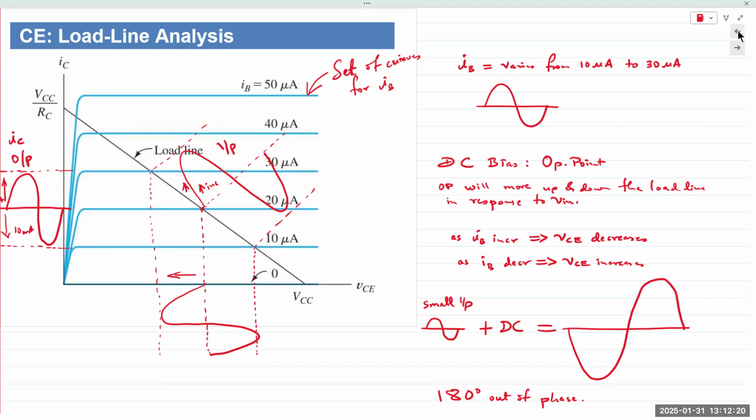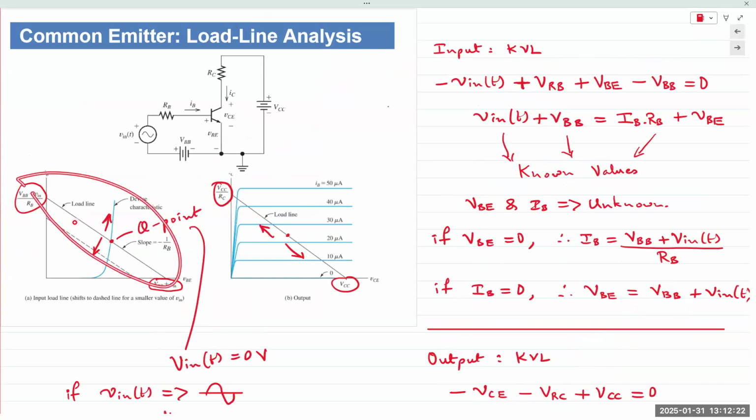So let's say we have plotted our load line right here on the input. We have an intersection point, so we have a Q point, right? Now we apply an AC input on top of our DC biasing voltages. So this Q point is a result of our DC biasing voltages, which is VCC and VBB. So VBB and VCC give us this load line on the input side. So we have one intersection point, which is right here.